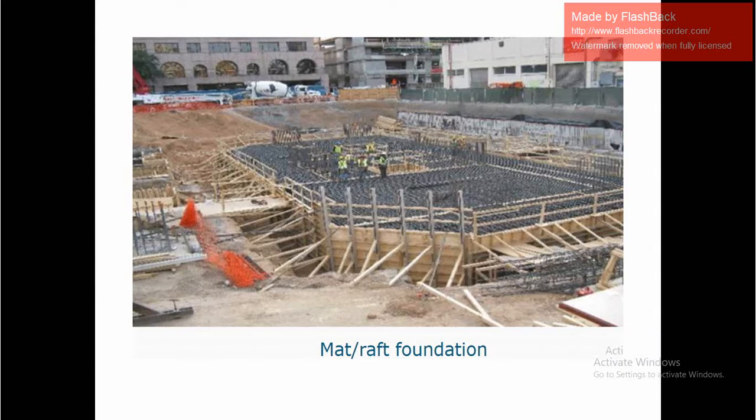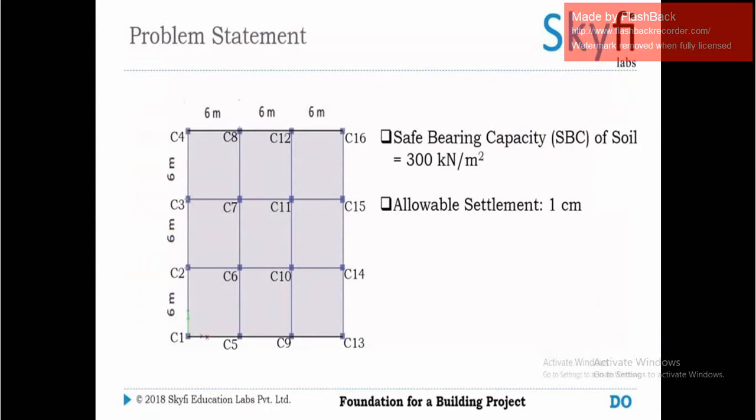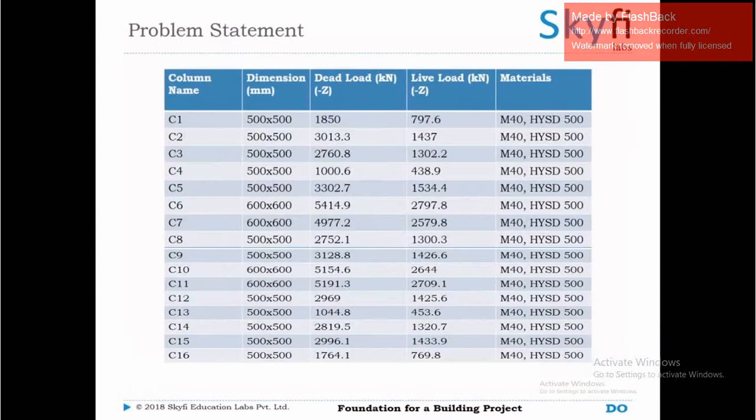And then moving over to our problem for today's project that we have been given, the problem statement. This is a raft foundation comprising of 16 columns of the safe bearing capacity 300 kN per meter square with allowable settlements of 1 centimeter, with an interval of 6 meters between the columns. And this is the problem statement comprising of the loads, dead and live, the materials M40 HYSD 500, and its dimension comprising of 500 into 500 millimeter and 600 into 600 millimeter.